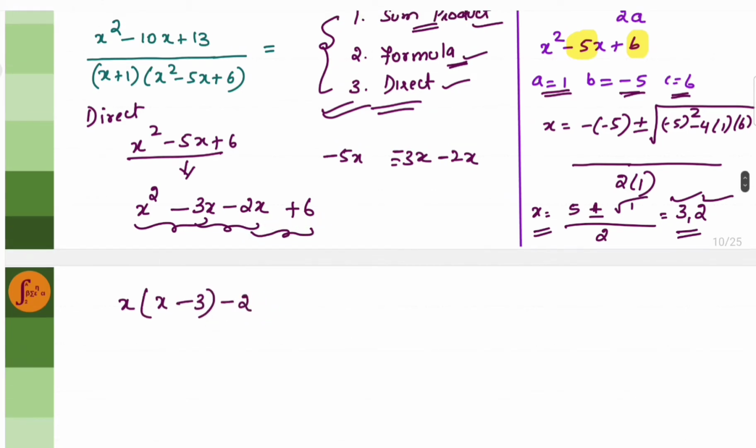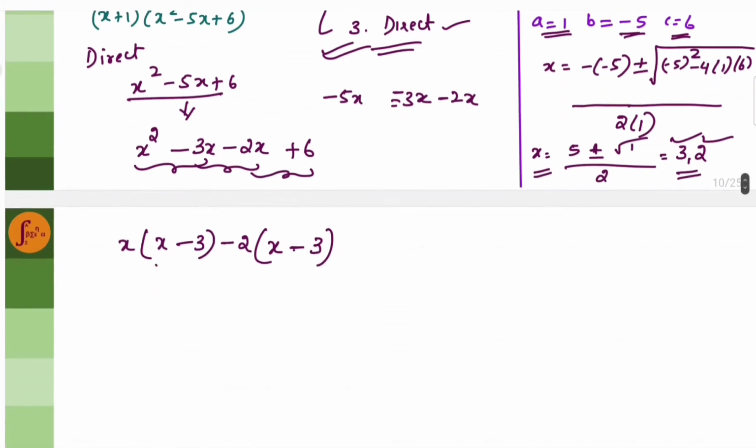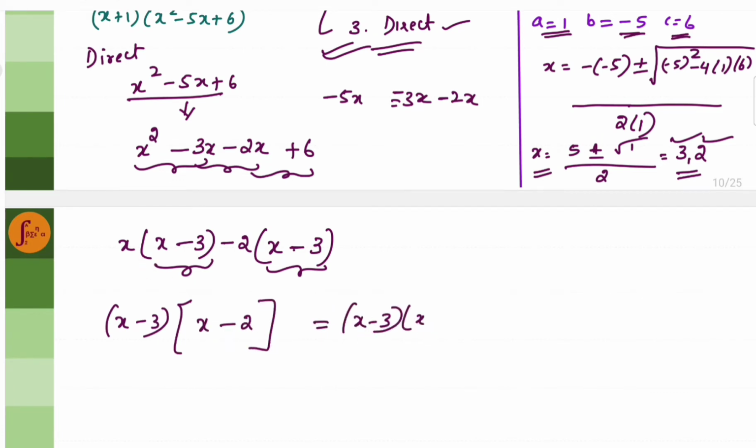I'll take minus 2 as common. So I'll get x. Since minus has been taken out, plus will become minus, and 2 3s are 6. Now if you notice, again here x minus 3 is common. So I'll get x minus 2. So the factors are x minus 3 and x minus 2.